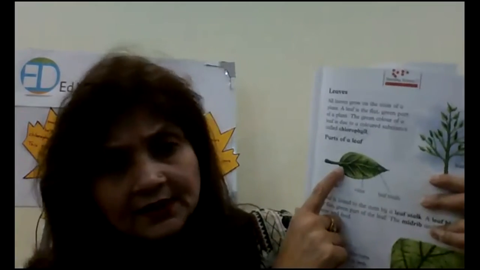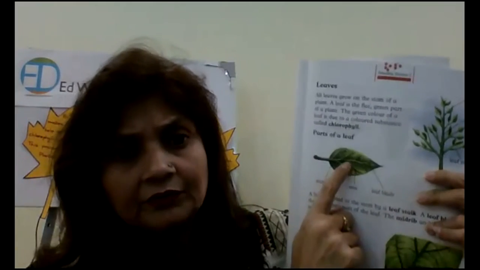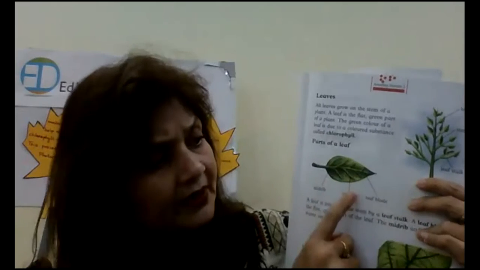You can see here in between, the midrib is here. This big thing like a stick is called the midrib. And you can see these are the veins. And this corner part is the leaf blade. So this we discussed in our lesson.